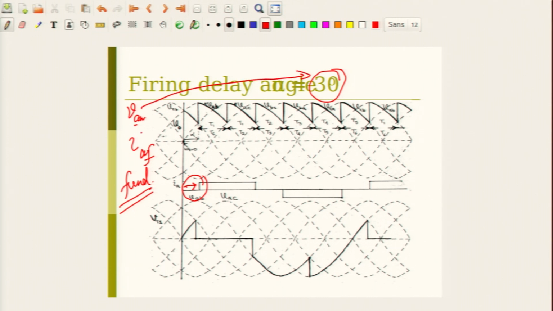So, you can say the power factor, if you neglect the harmonics, the power factor of the waveform depends on the firing delay angle. So, this is the AC side current, remember.